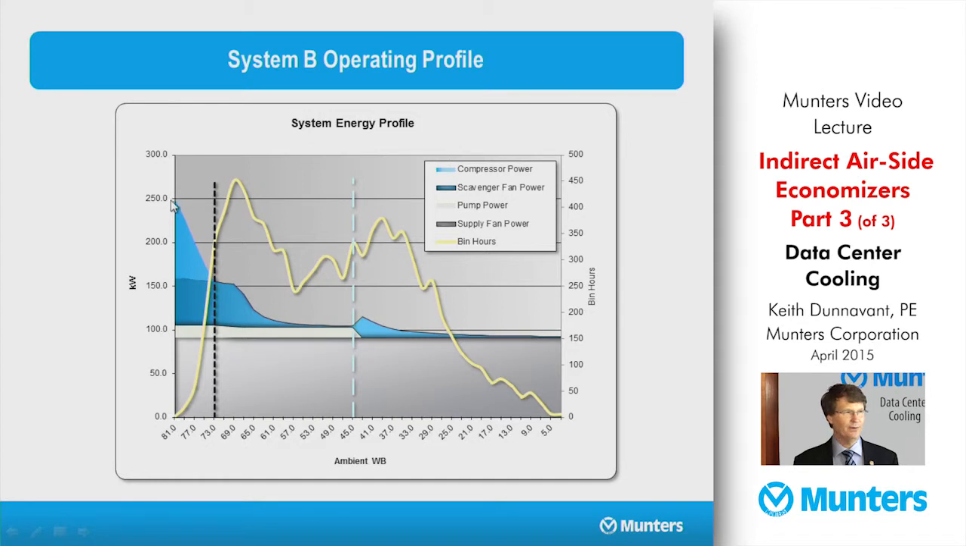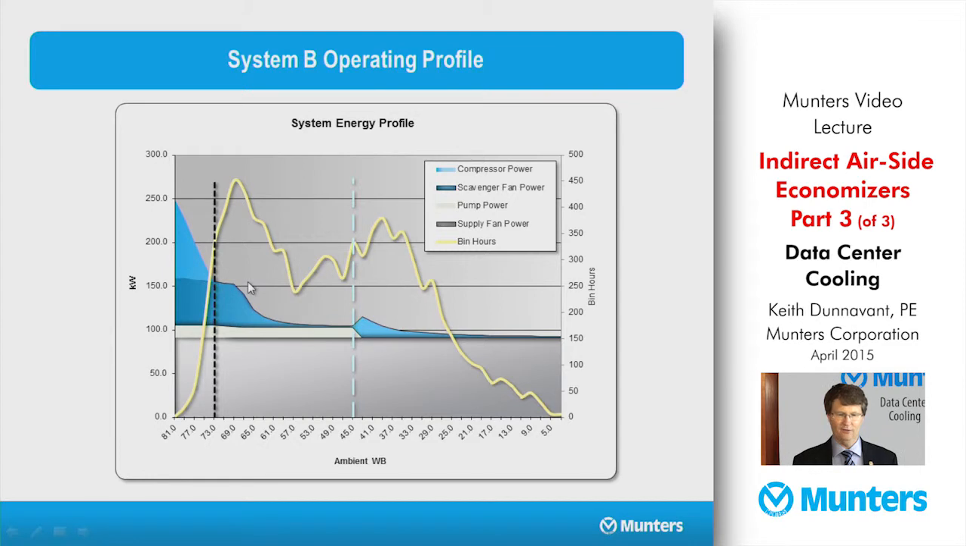Next is the compressor power, and at the peak wet bulb, and certainly the design wet bulb conditions, the compressor power can be the highest consumer of power. So here's your compressor segmented power, and you'll see how that declines with falling wet bulb until that's completely turned off.